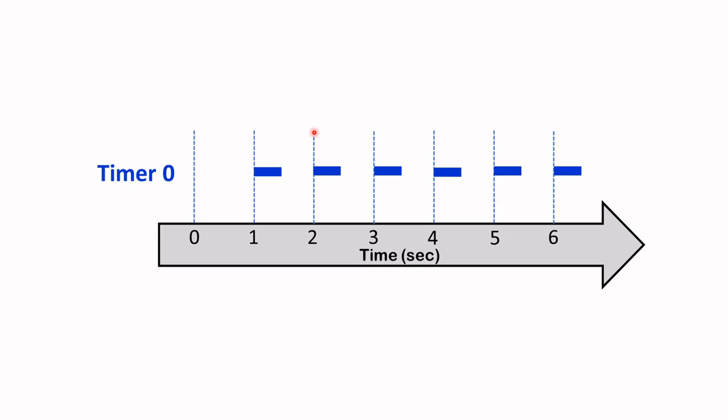So this is the timing diagram for the code that we have just discussed. At every 1 second, the task would be executed. These rectangle blue boxes here represent the task, and it gets executed every 1 second.